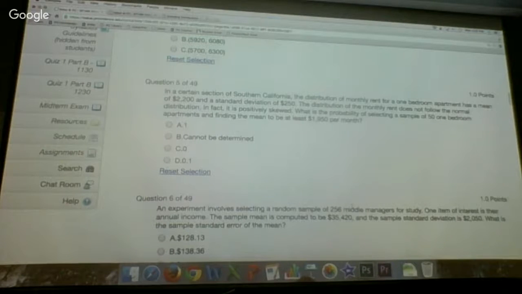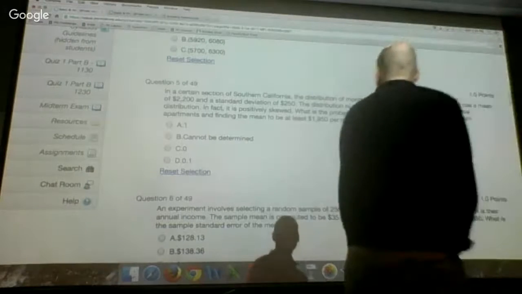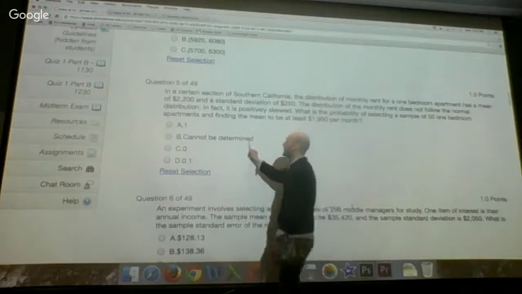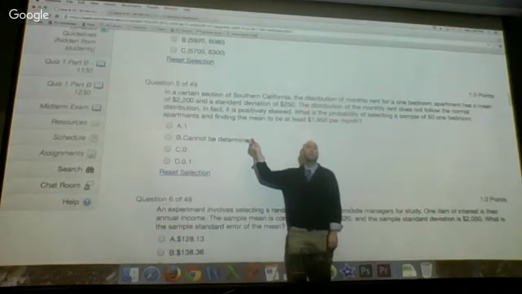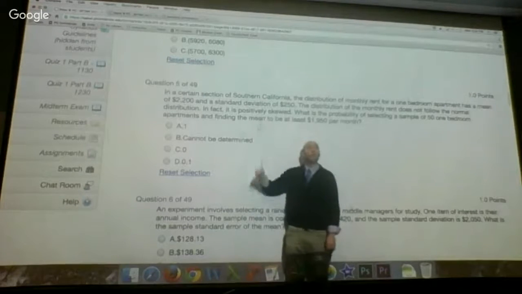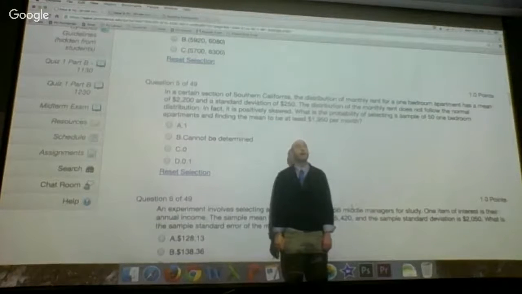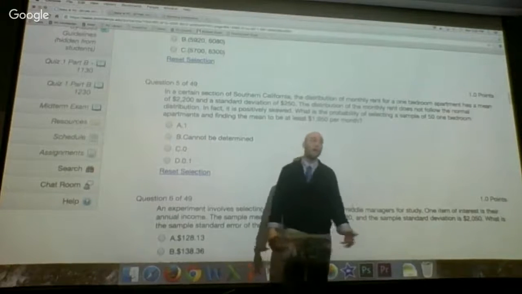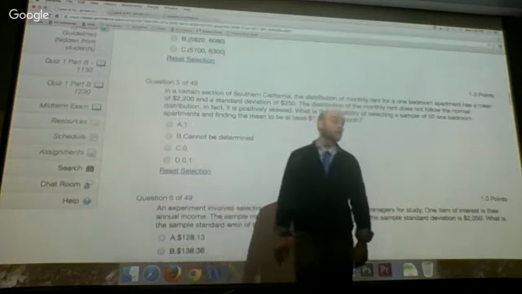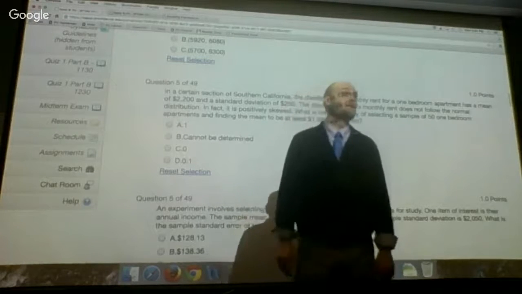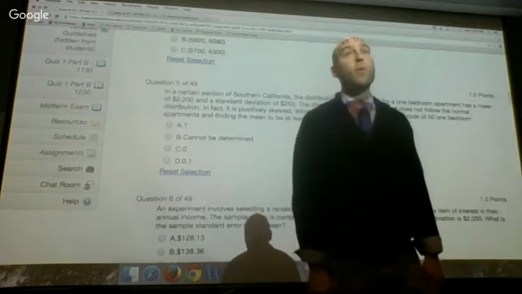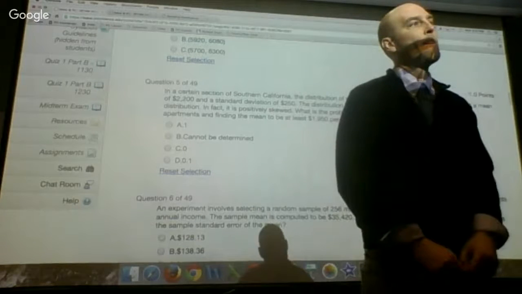Who wants to take a crack at it? Can we answer this question? No. I mean, I want to know if I can eliminate the answer choice cannot be determined. My concern is the population is not normally distributed. Does that mean I cannot move further because my population is not normally distributed? Or is there something that allows me to move forward? Mike.